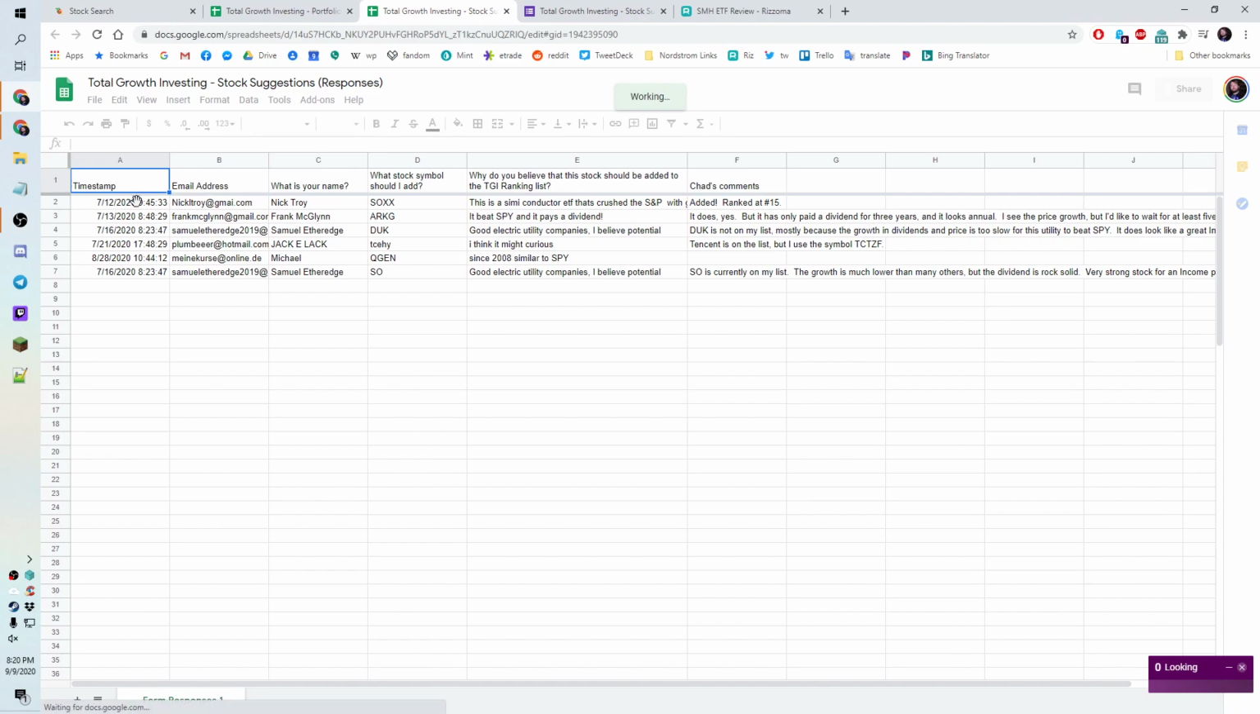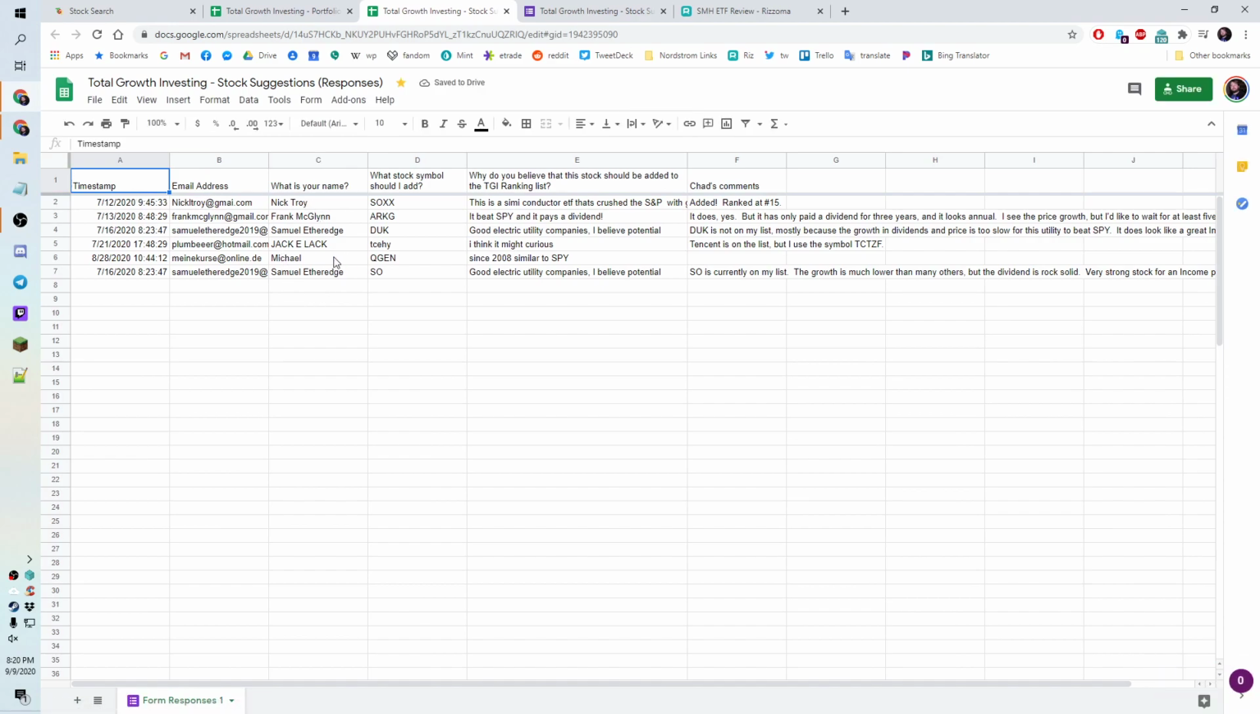And this is where other people like Nick and Michael have submitted ideas, and I have replied back saying whether I've added it or not. In this case, SOXX is another semiconductor ETF that I added. It landed at 15 on that day, and that's cool. Or I explain why it's not going to be on my list for this reason or that reason.